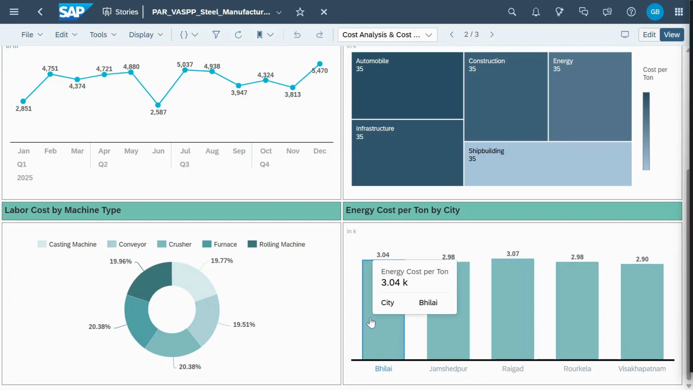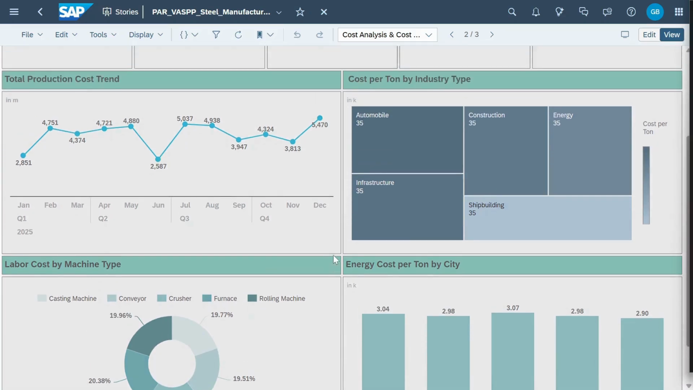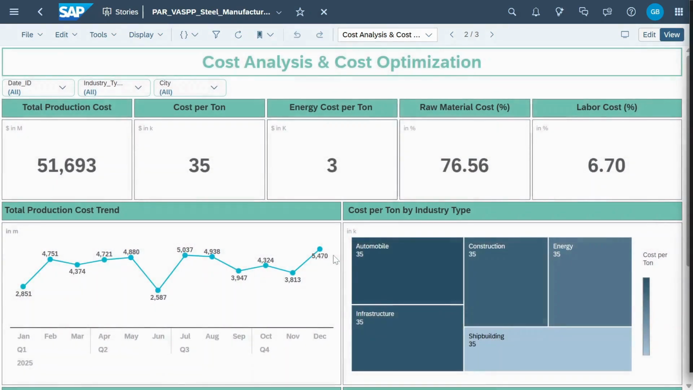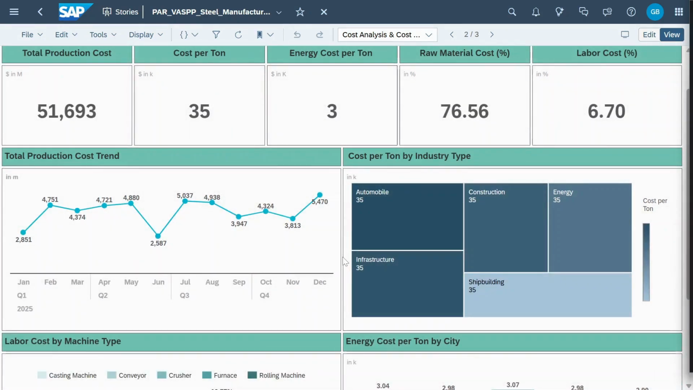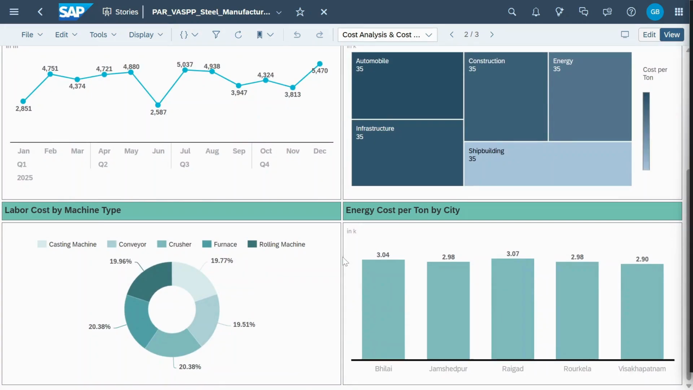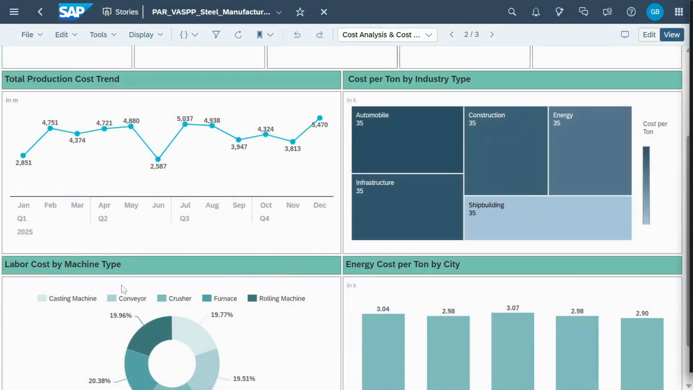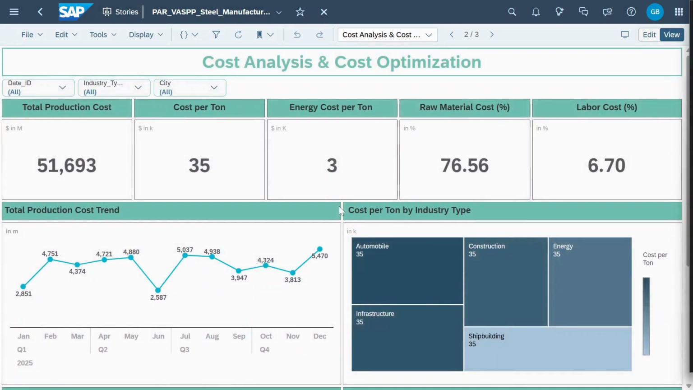This page enables proactive cost control by highlighting the biggest cost drivers before they erode margins. It improves cost planning through visibility into energy, labor, and raw material cost by plant, machine, and location. And it supports operational efficiency by helping teams act on the levers that matter most to unit cost. In short, this page acts as a strategic control center for manufacturing cost analysis and optimization.